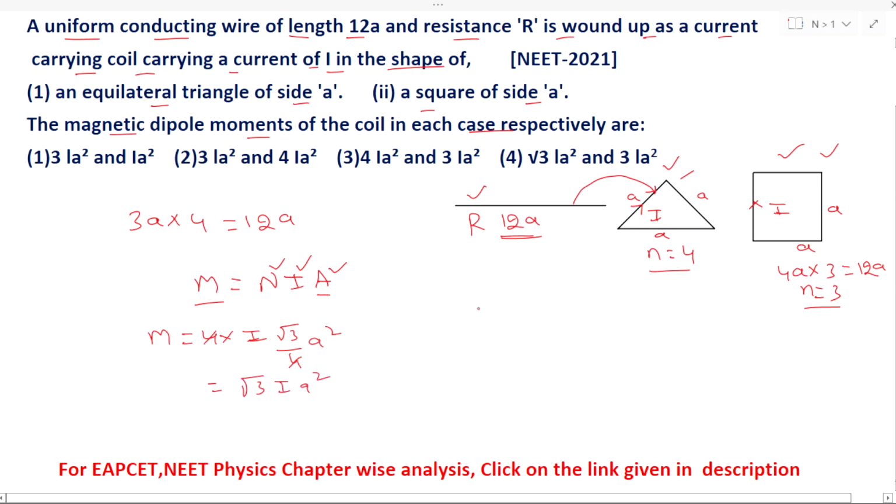Now let us calculate the magnetic moment associated with this square. The magnetic moment associated with this square is M equal to n, number of turns, that is 3, into current flowing through the coil I, into area of the coil, that is A square, that is equal to 3I A square. So the answer for this is the fourth option. Now let us move to our next question.